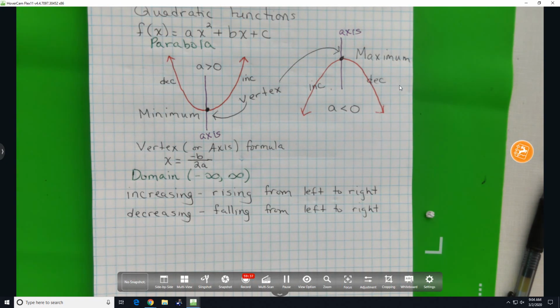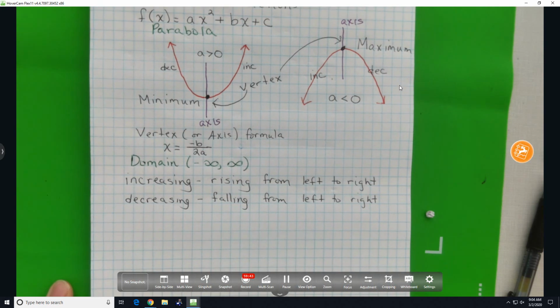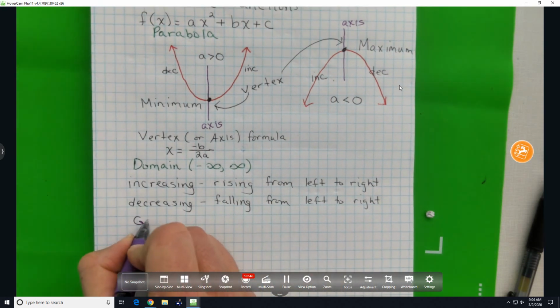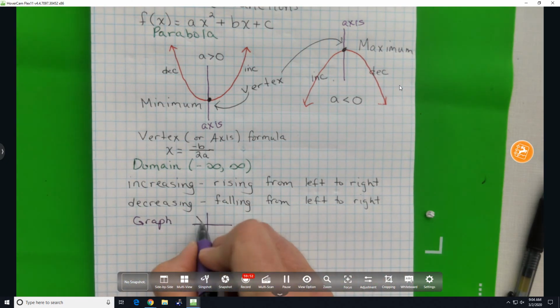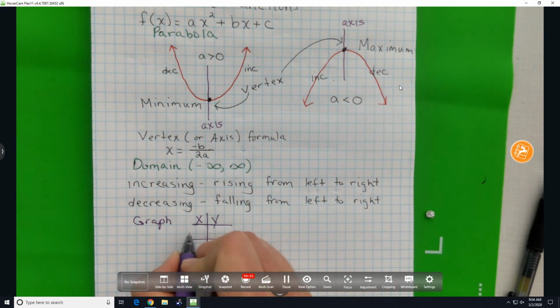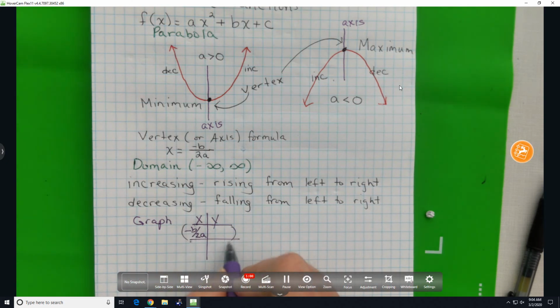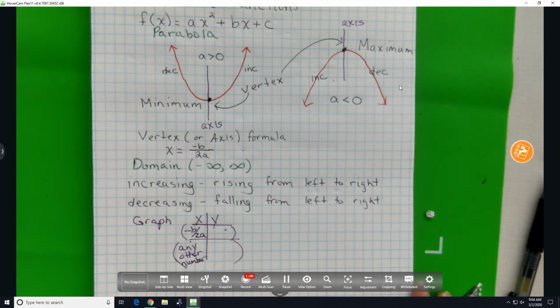Okay. And I think we've told you everything we need. Oh, except how to graph these things. In order to graph one of these, there's going to be a little graphing tool. I'm just going to make an XY table, x and y. We're going to basically plot that vertex, minus b over 2a, and then any other number other than minus b over 2a. So you find minus b over 2a, plug it in, and then choose any other number, plug it in. There'll be a graphing tool for that.